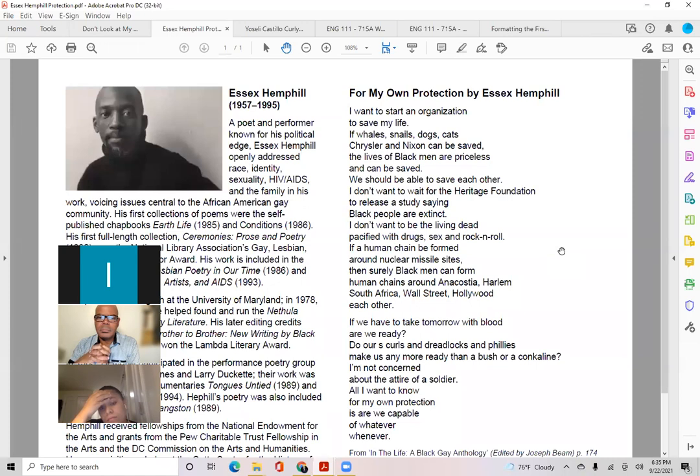I'm a human chain be formed. Oh, excuse me. If a human chain be formed around nuclear missile sites, then surely Black men can form human chains around Anacostia, South Africa, Wall Street, Hollywood, each other. If we have to take tomorrow with blood, are we ready? Do our curls, dreadlocks, and fillies make us more ready than a bush or concubine? I am not concerned about the attire of a soldier. All I want to know for my own protection is, are we capable of whatever, whenever? Great, thank you.